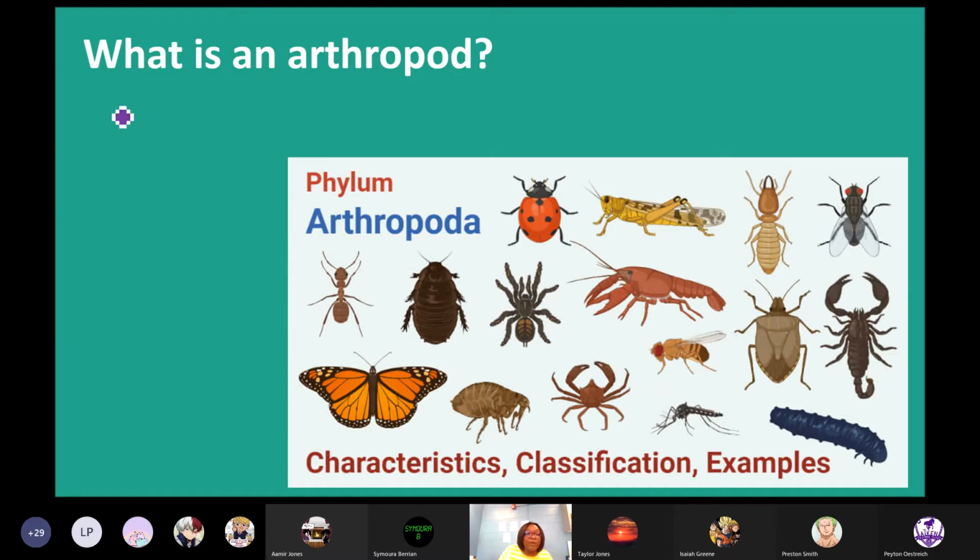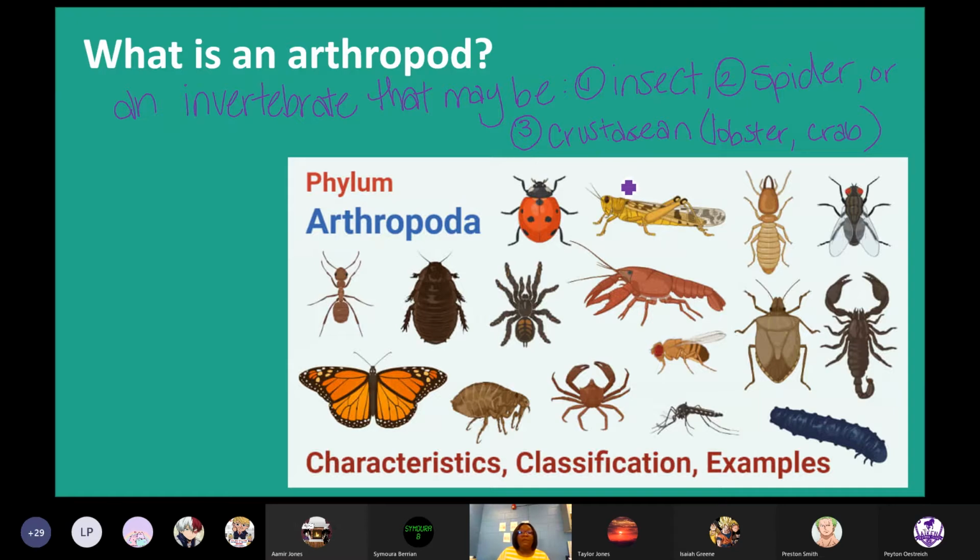And an arthropod is an invertebrate that may be an insect, a spider or arachnid, or a crustacean. It's important for us to know that crustaceans are lobster, crab, or even shrimp, okay? When we're talking about an invertebrate in this arthropod, there are some physical characteristics that we need to know about.